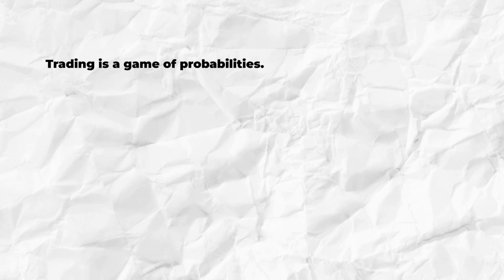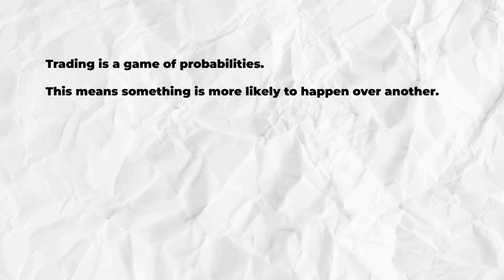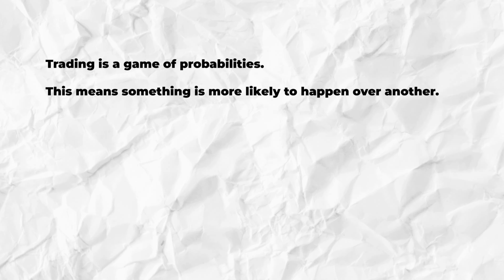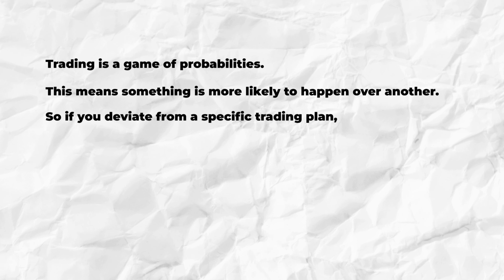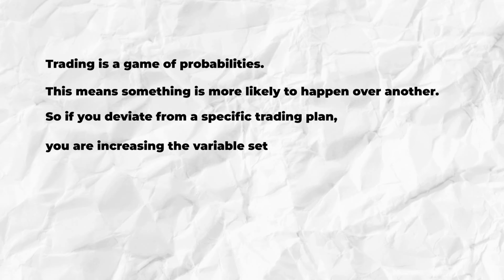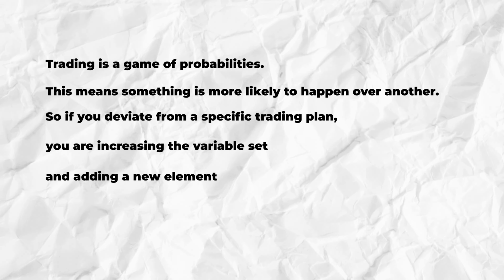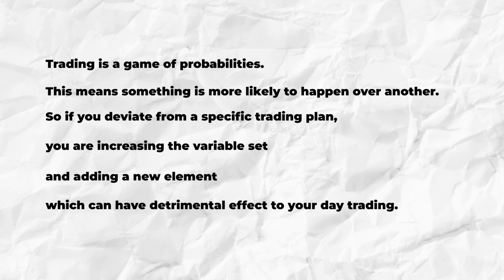And I actually just finished reading a really good book, and it's called The Market Maker's Matrix, Volume 1 by Evan Christopher. And there's a quote that is related to this that I want to read for you. Trading is a game of probabilities. This means something is more likely to happen over another. So if you deviate from a specific trading plan, you're increasing the variable set and adding a new element which can have a detrimental effect to your day trading. And this is so true, because you have to take exactly the same trade every single time, and you cannot deviate from it. Otherwise, you are not following your day trading plan.